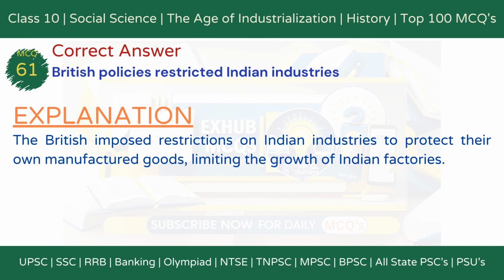The correct answer is option B. British policies restricted Indian industries. Explanation. The British imposed restrictions on Indian industries to protect their own manufactured goods, limiting the growth of Indian factories.